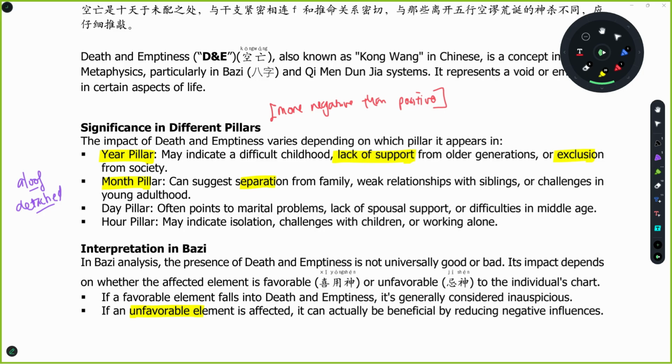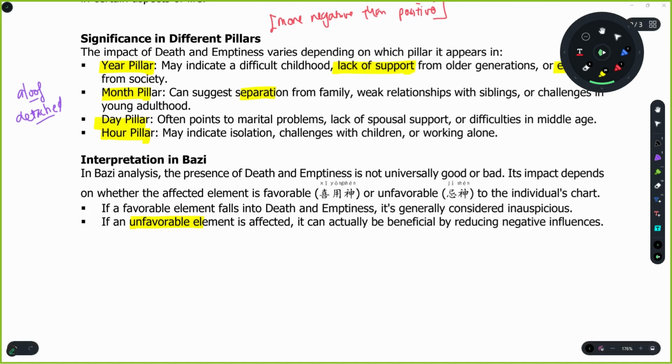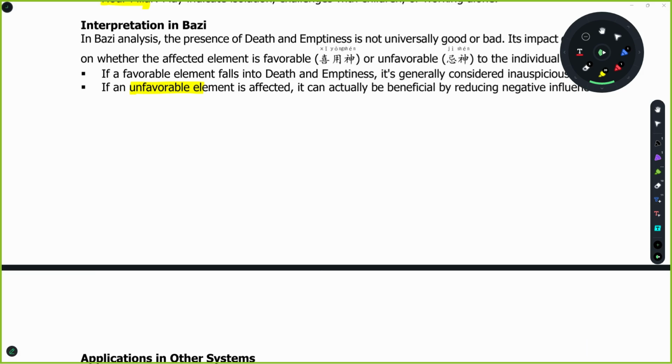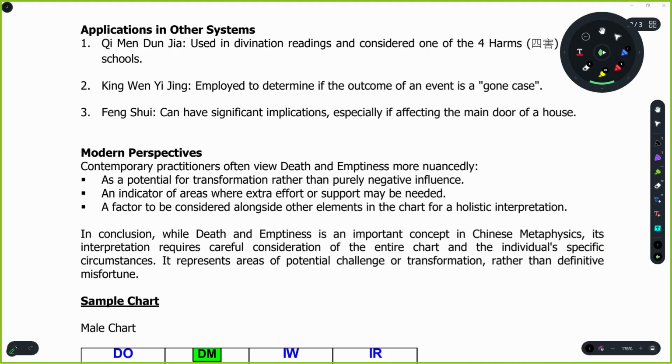Now, how can it be on a day pillar? Sometimes we can also look into the year. We can also explore the year, not just the day master, but also the year in a way. And likewise, of course, if it is born in the hour pillar, then it's isolation, challenges with children, or even with investment.